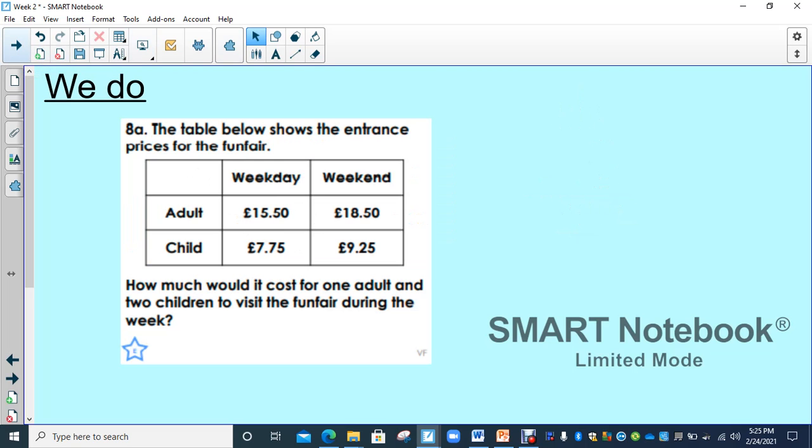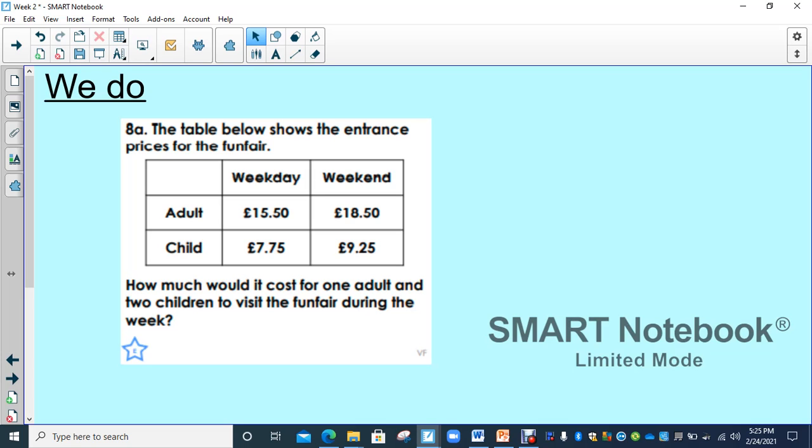Right, last one before you move on to your sheets. The table below shows the entrance prices for the fun fair. We've got 2 different prices for the weekday and a weekend. How much would it cost for 1 adult and 2 children to visit the fun fair during the week? Okay, so let's start.